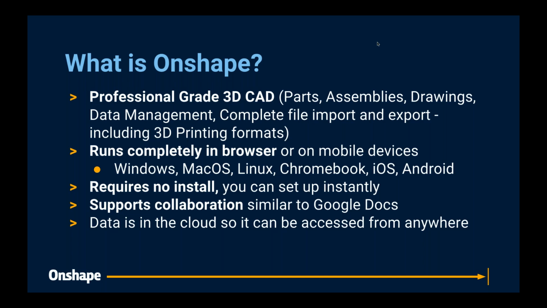What's unique about Onshape is it runs completely in a browser or on a mobile device. Today, we're using it on a Mac using a Google Chrome browser. It will run on Windows, Mac OS, Linux, Chromebook, iOS, and Android devices. So it's really ideal for a mixed hardware environment that many schools have, because you can run on almost any computer or mobile device. It requires no install, and you can set it up almost instantly. There's no IT support required.